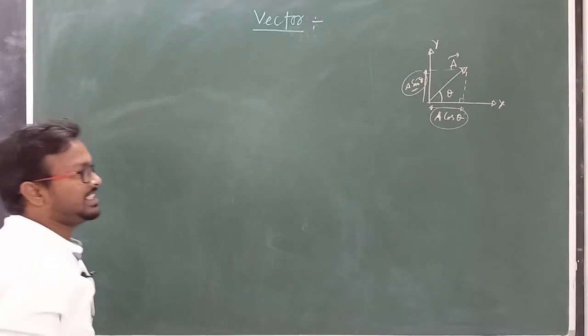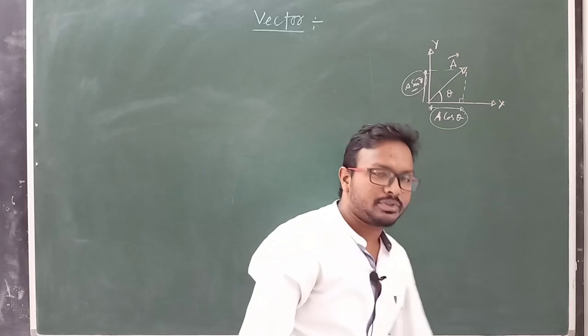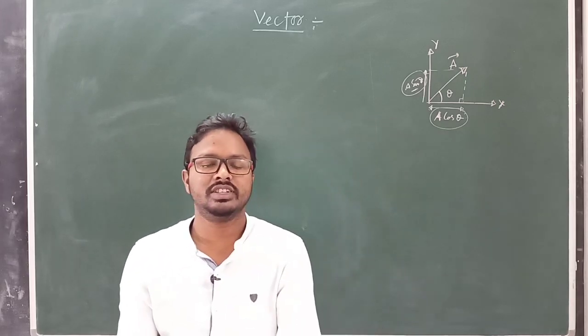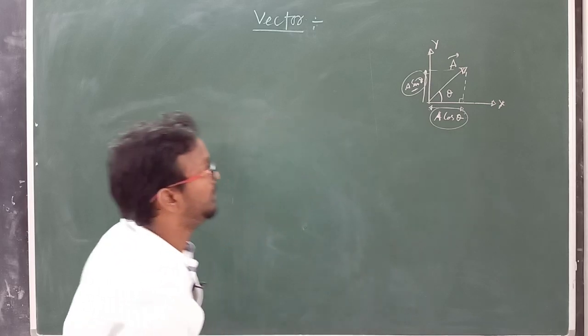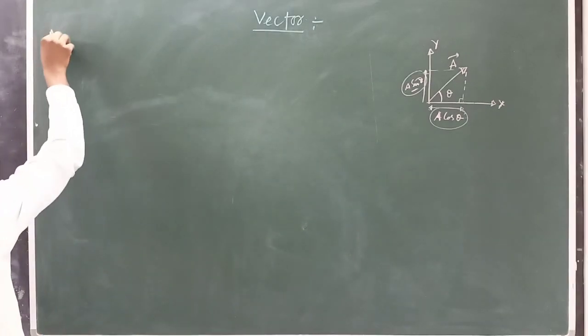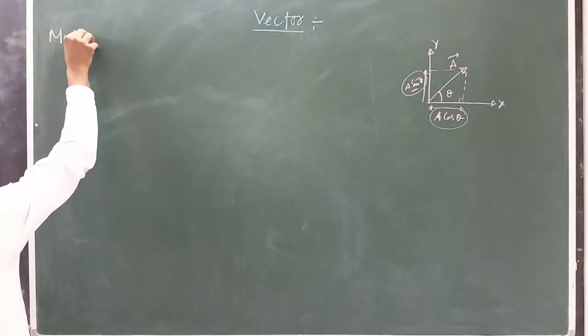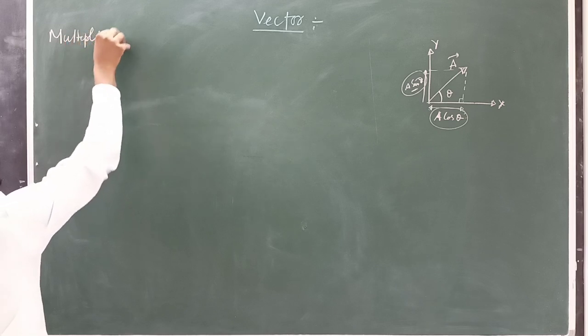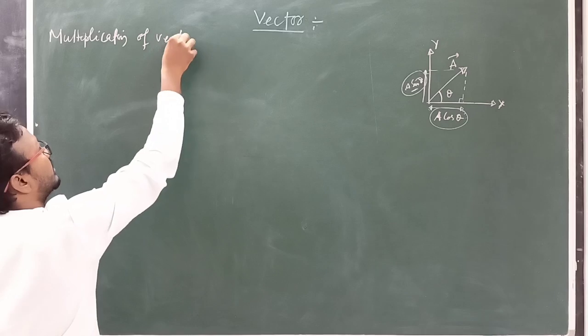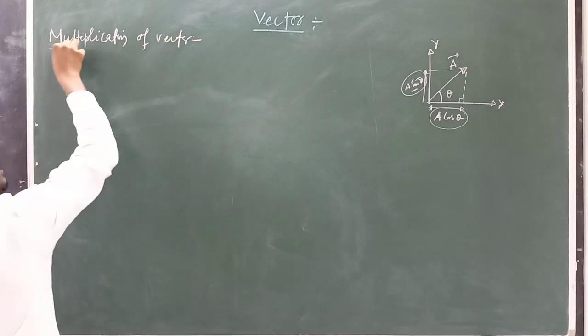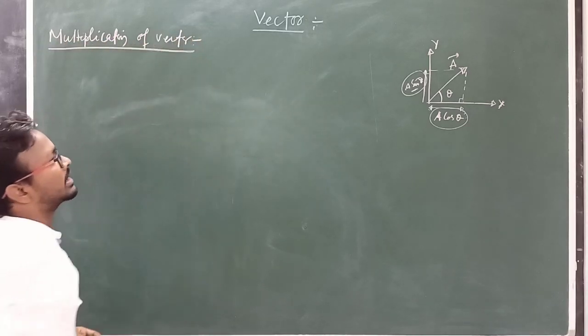So now let's start. Today's important concept we have to discuss is multiplication of vectors, multiplication of two vectors, clear.